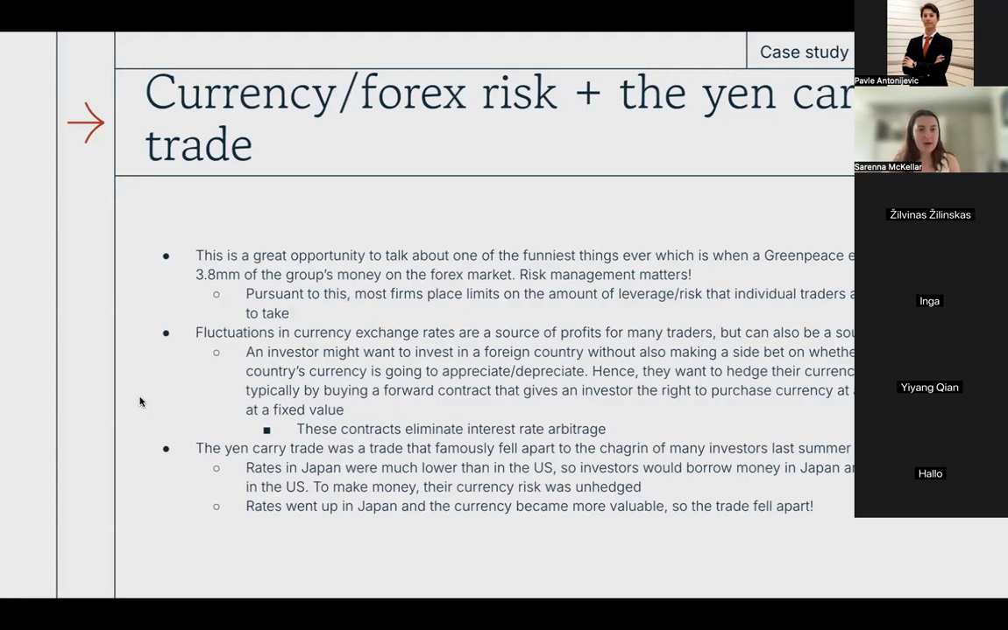So rates in Japan before were much lower than in the United States. So investors would borrow money in Japan and then loan it out in the United States to make money. So they could borrow the money in Japan at a very low rate and then lend it to someone else in the US at a very high rate.